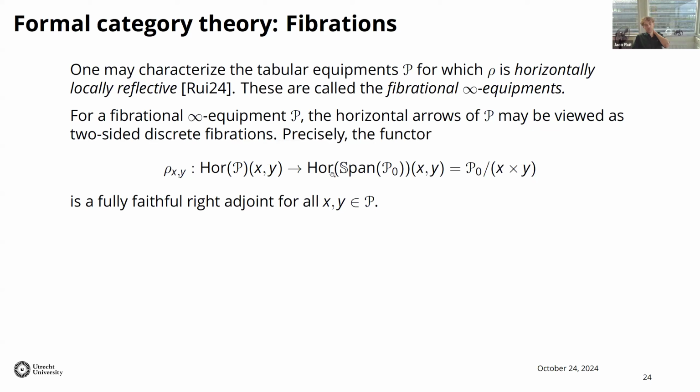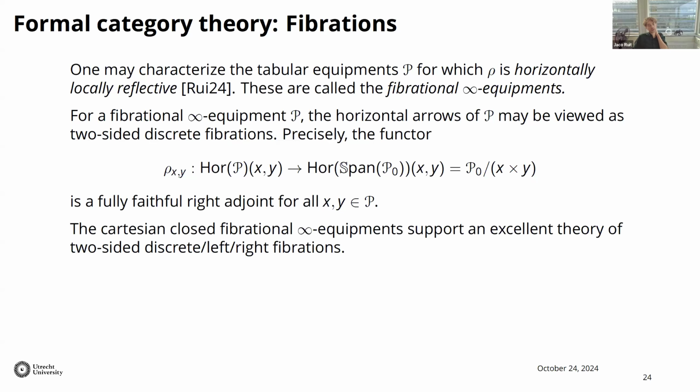If you look at the horizontal mapping infinity categories of Span P0, then this is given by the slice P0 over x cross y.